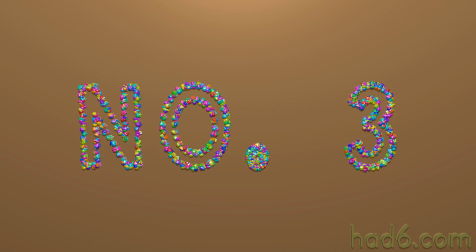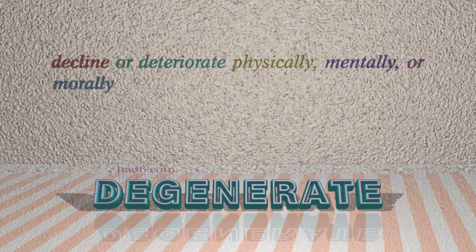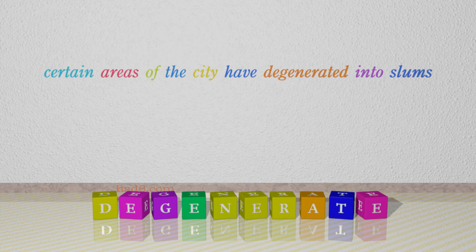Number 3. Degenerate. Which means decline or deteriorate physically, mentally, or morally. Degenerate. For example, certain areas of the city have degenerated into slums.